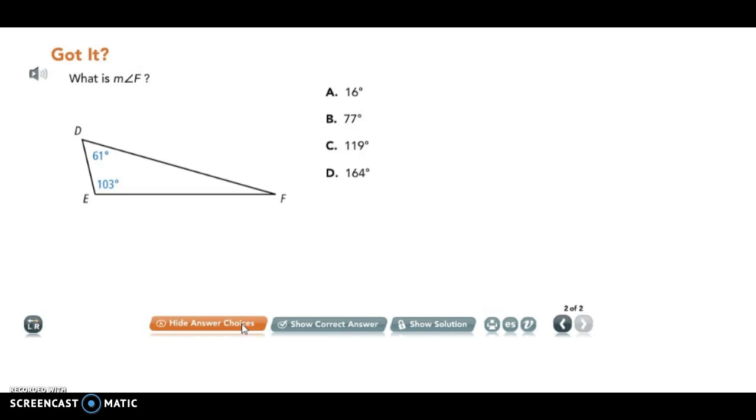Here is one more triangle to find the measure of your third angle. So you're going to take 180, subtract out the 61, subtract out the 103, and then you should find that you have 16 degrees left.